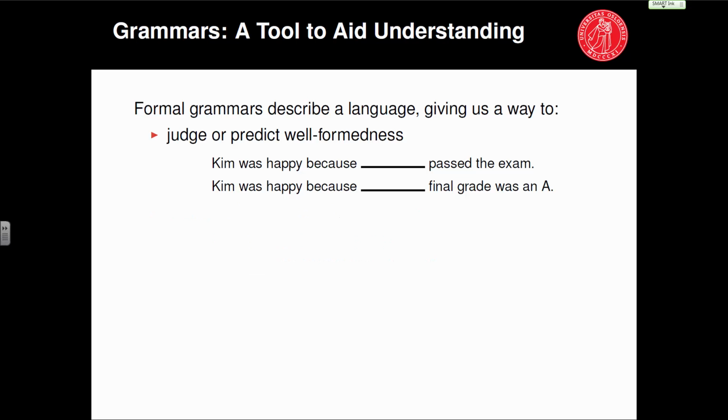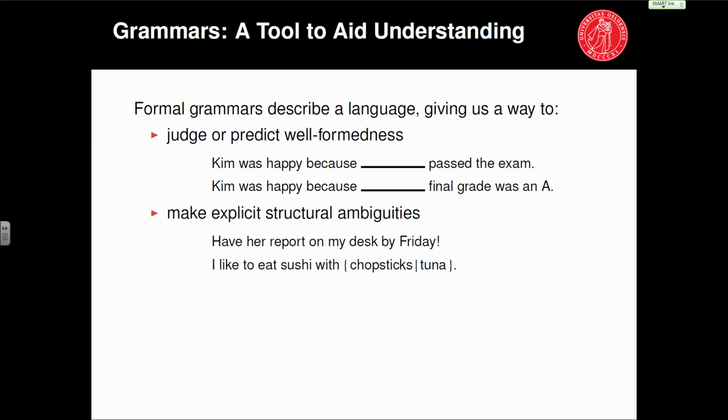So semantically, it's just a pronoun. It's a reference to that girl. But I need to put it in the right form for these sentences to ring right. Kim was happy because she final grade was an A. It's getting hard to understand. We can kind of reason over what a non-native speaker might have intended, but that is not an utterance that immediately conveys a clear message to us.